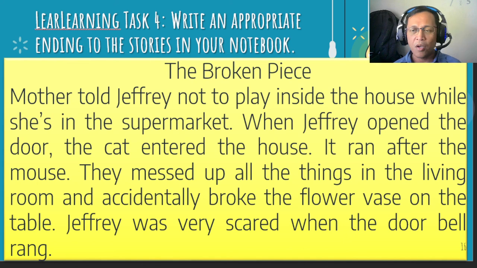Again, The Broken Piece. This is the story. Mother told Jeffrey not to play inside the house while she is in the supermarket. When Jeffrey opened the door, the cat entered the house and it ran after the mouse. They messed up all the things in the living room and accidentally broke the flower vase on the table. Jeffrey was very scared when the doorbell rang. So what do you think would be the possible ending for the story? Write the ending on your notebook.